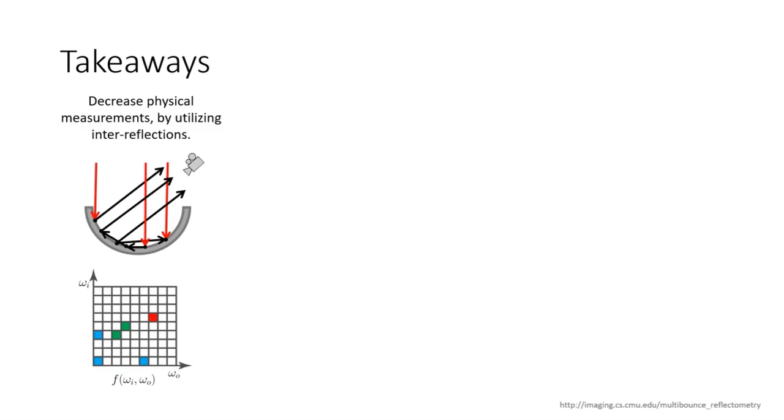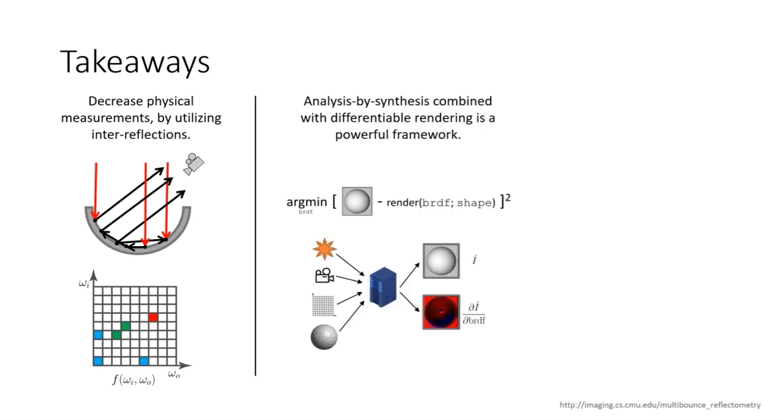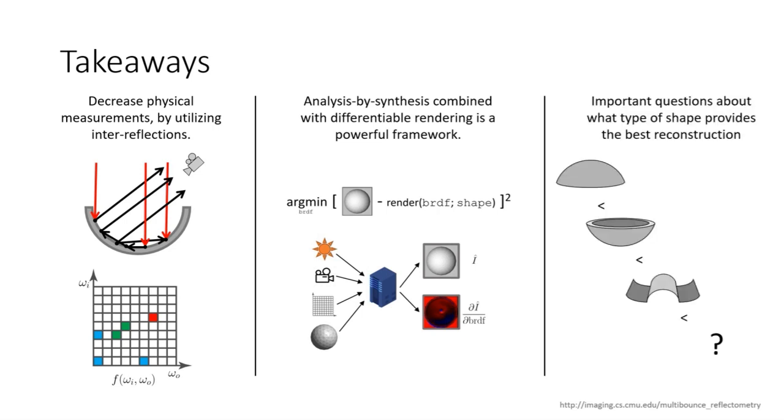To conclude, let me summarize a few key takeaways from our paper. First, we have shown that higher order transport effects can provide rich information for reflectometry, allowing us to significantly reduce the number of image measurements required. Second, we have shown that the combination of analysis by synthesis with physically accurate differentiable rendering can help us solve the very nonlinear inverse problem required for recovering the unknown PRDF.